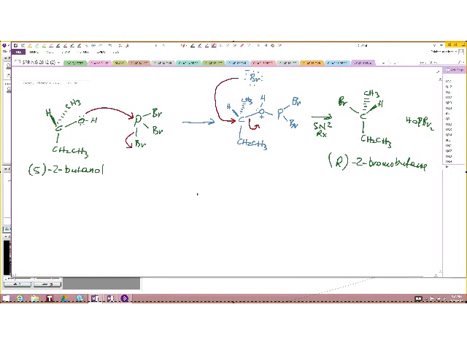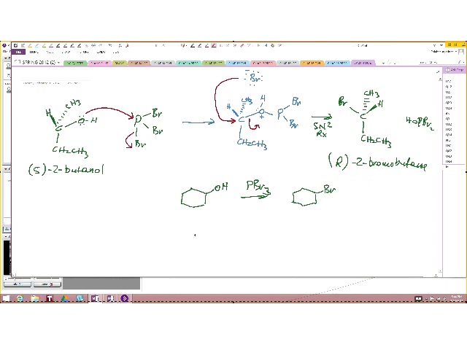Now, if, on the other hand, all we did was give you this here, without showing stereochemistry, and we ask you to give the product, you don't have to show stereochemistry. All you have to do is just show that that reagent will replace the hydroxyl with a bromine. That's all you have to do.